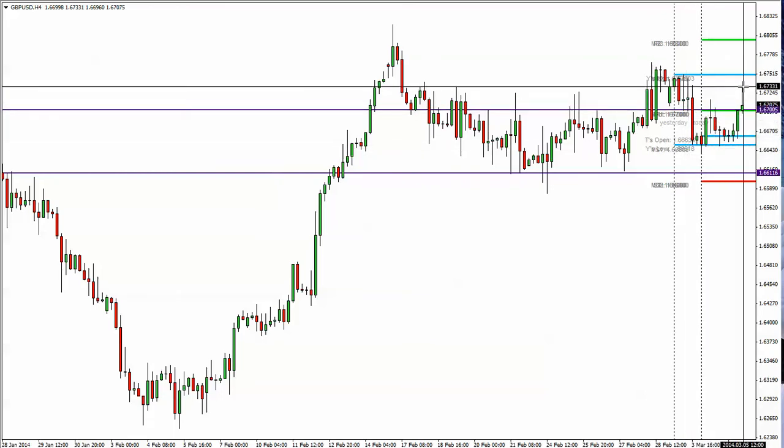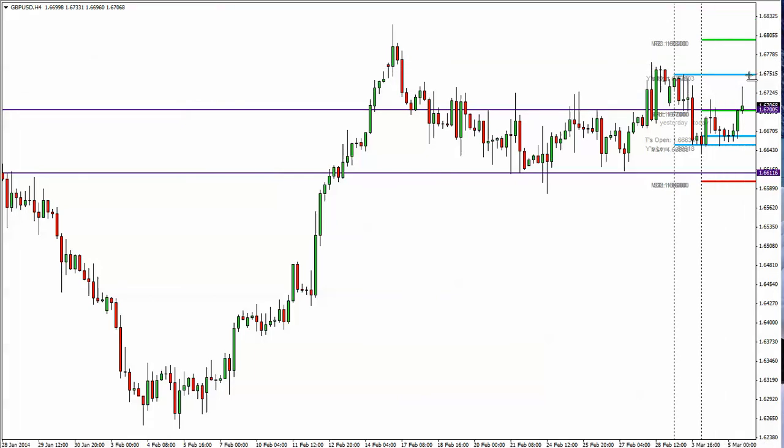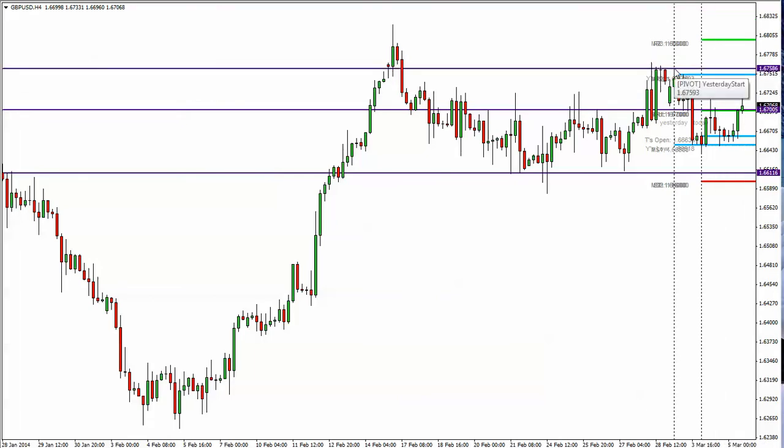We had a spike higher. We're testing the highs right here, and the next resistance area that we have is right here into the 1.6760 area.